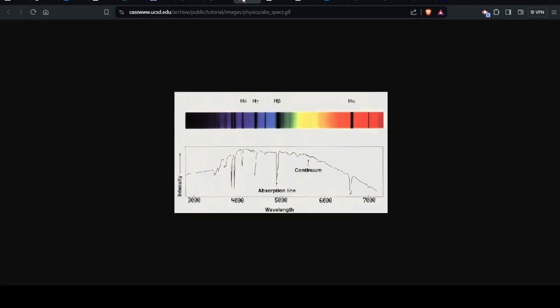So, it's mostly hydrogen. We've got about 74% hydrogen, 24% helium, and 2% other elements like carbon, oxygen, neon. And then the center of the core is iron, and that's included in that. I'm sorry, it's not iron. Iron's out in the other parts of it. The center should just be hydrogen. It will become iron eventually.